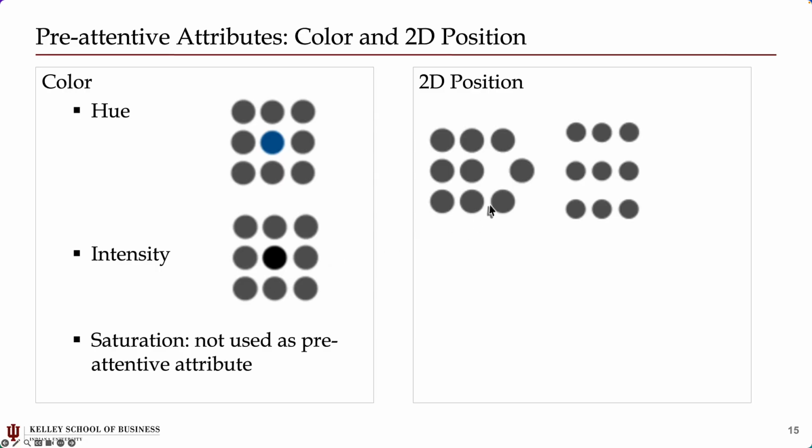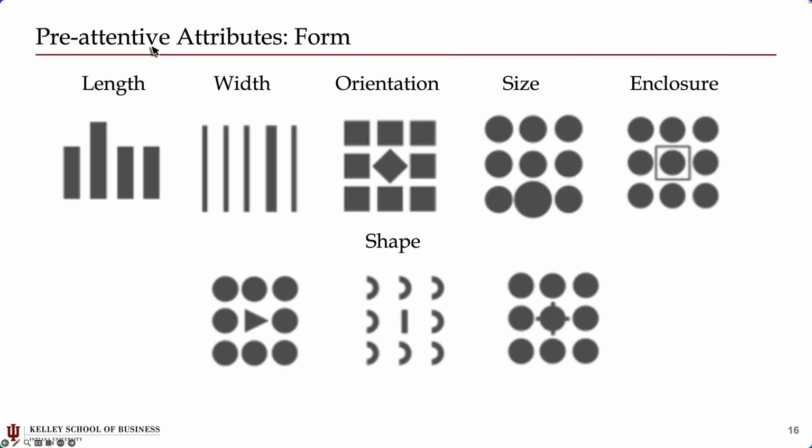Also, two-dimensional position is incredibly powerful. Objects in different spatial positions are instantly distinguishable. This is why scatter plots work so well. Position alone carries enormous information. So let's keep talking about pre-attentive attributes.